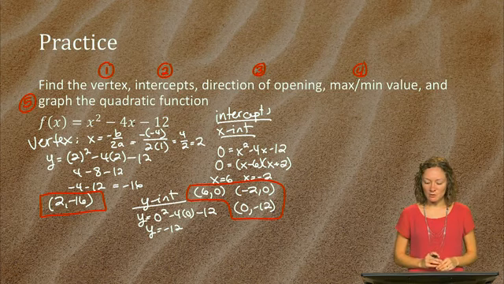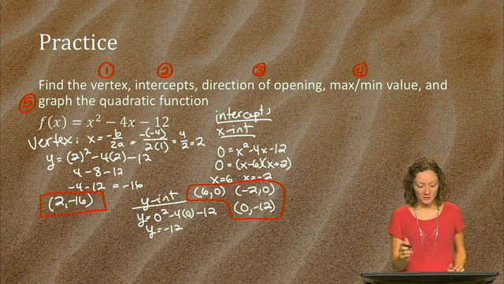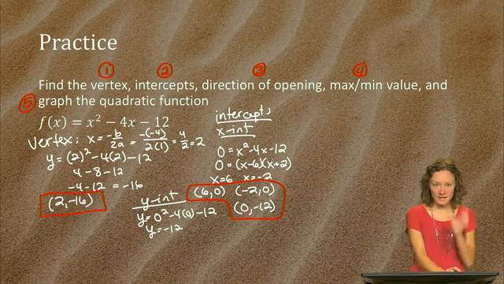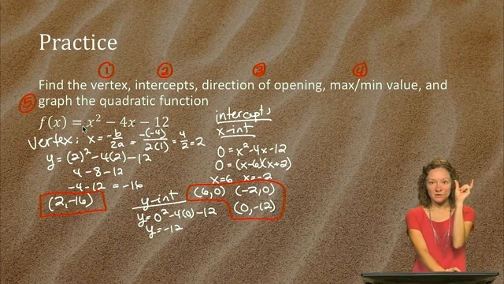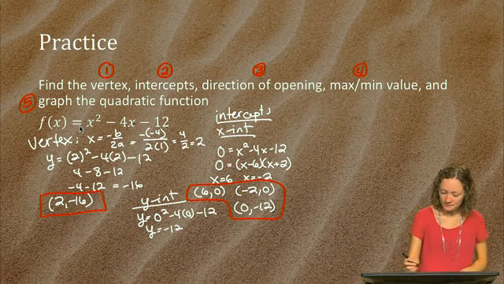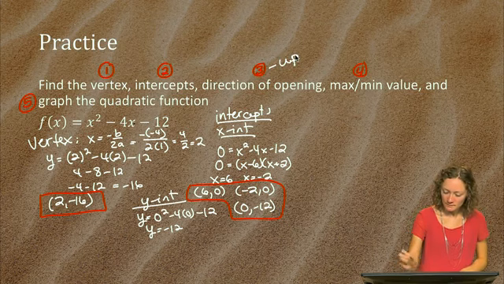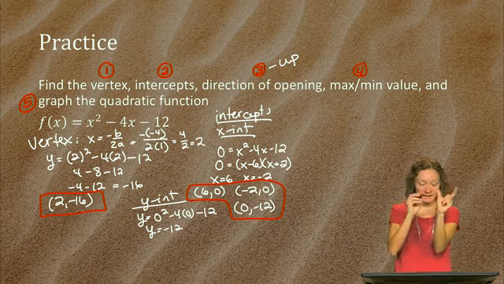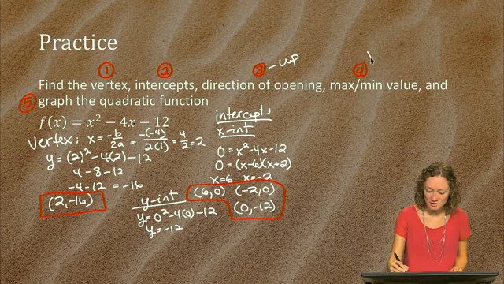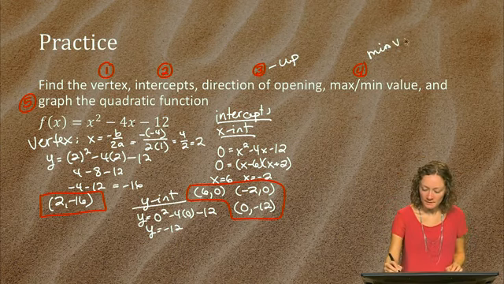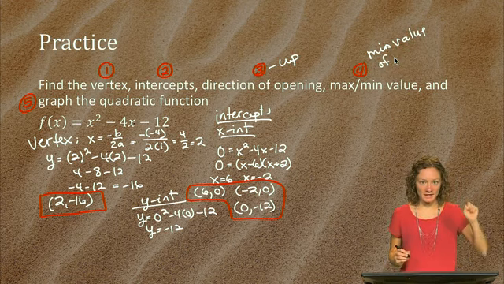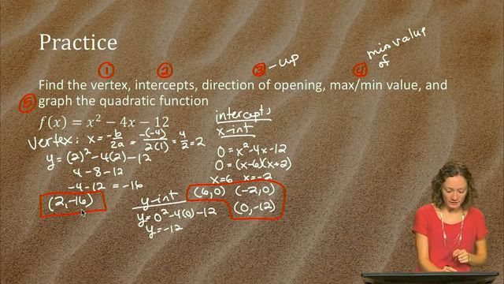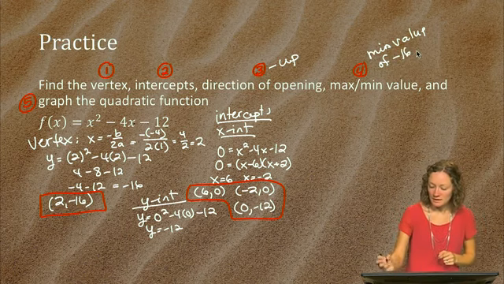Let's answer direction of opening and max or min without the graph. The direction of opening, the standard looks up. Our a value is still positive, so it's still going to be opening up. Our max or min value, if it's opening up, then it must have a lowest location, so it has a minimum. And that minimum value is always the y in your vertex, so negative 16.